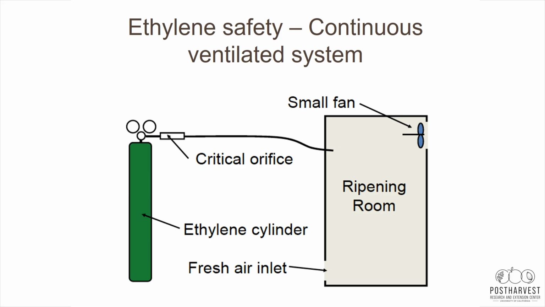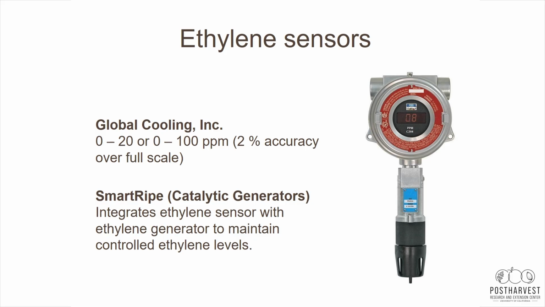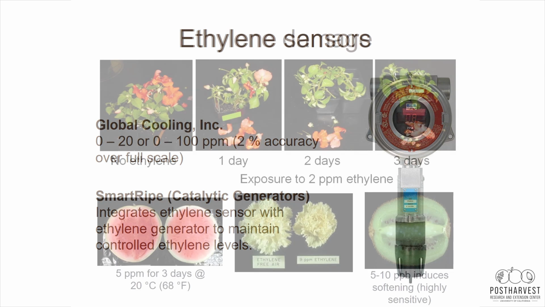And again, how do we keep this safe? Continuous ventilated systems, small fans that can remove that ethylene from the room, or the CO2. We also have ethylene sensors. This is just one example. Tomorrow I'll talk a little bit more about other ethylene sensors. But this Global Cooling ethylene sensor has a 2% accuracy rate. They have 2 different models, I believe they have a third one now, to efficiently monitor the ethylene concentration from 0 up to 100 parts per million. And there are others, of course, from other manufacturers. This is just one example.